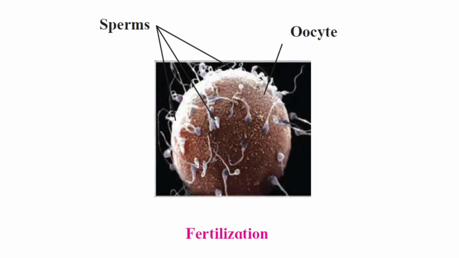Now the next step is fertilization. How does fertilization take place? It is the union of sperm and ovum to form a zygote. Here the fertilization is internal. We know the semen, which comes out through the penis, is ejaculated in the vagina during copulation, that is during the meeting of male and female.